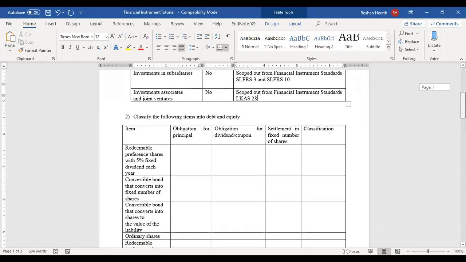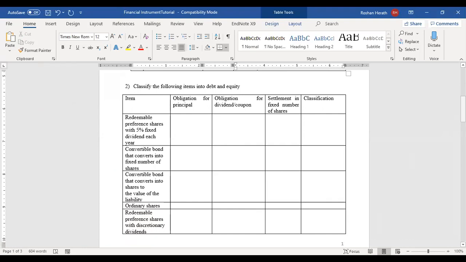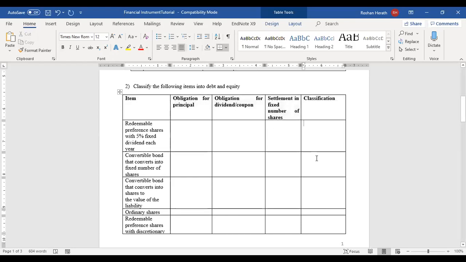Let us now look at question number two. Here, I'm going to test your knowledge of debt and equity, the classification of debt and equity. I have given certain items, and I ask you to come up with an appropriate classification, whether it's debt or equity. To do this classification, I have given you three criteria: the obligation for principal amount outstanding, the obligation for dividend or interest (the coupon), and the settlement in a fixed number of shares.